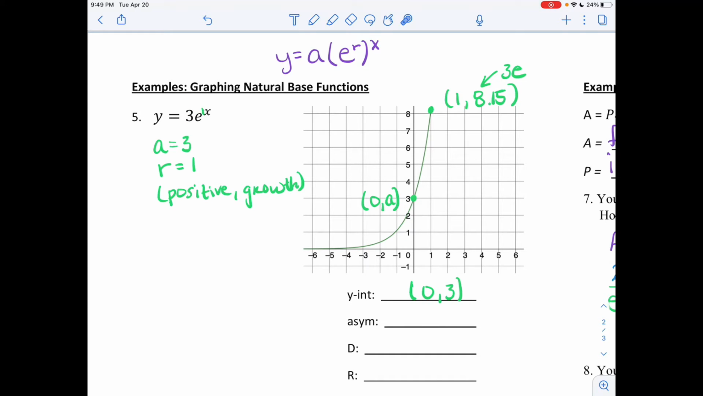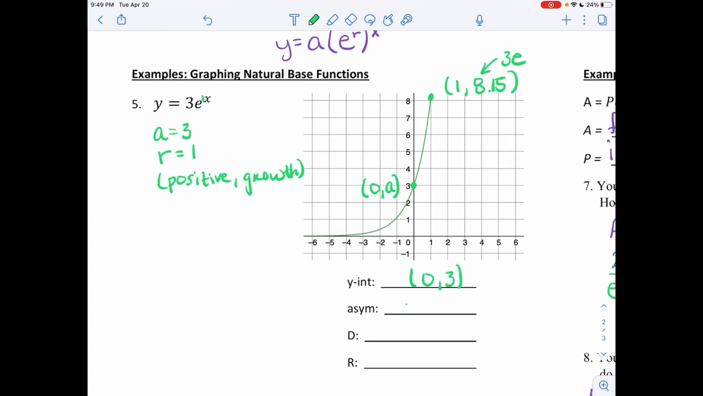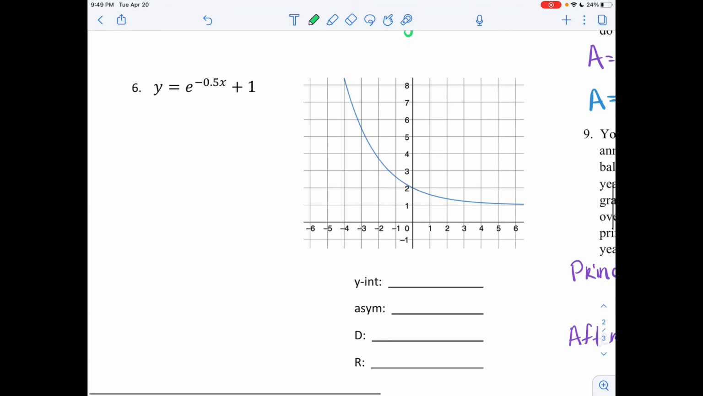Our asymptote, we are still approaching but not crossing the x-axis, so our asymptote is at y equals 0, just like our exponential functions last time. Domain, all real numbers. We can see that we are headed very distinctly to the left. We are heading slightly to the right as we go up. And our range based on our asymptote is that y is greater than 0. Let's look at our next one.